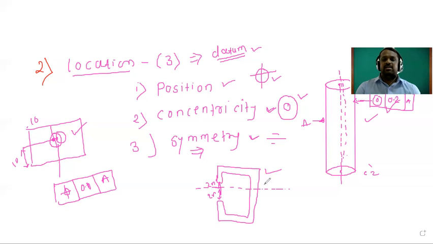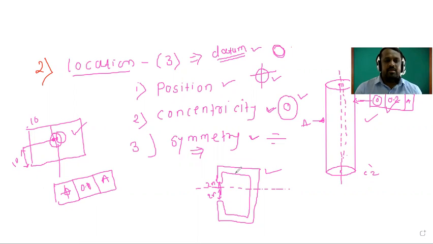This is the symbol for the symmetricity. Okay, so understood what is meant by the position, what is meant by the concentricity, what is meant by the symmetricity, and these are the symbols. And the important point is for the location we have to require the datum. Reference point is required here. So understood? Yes.